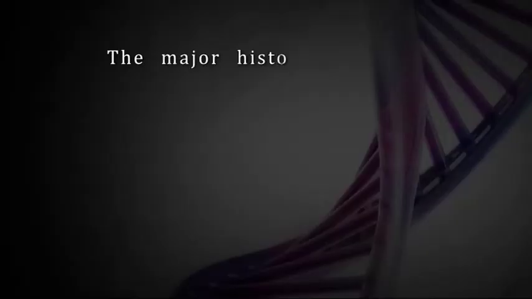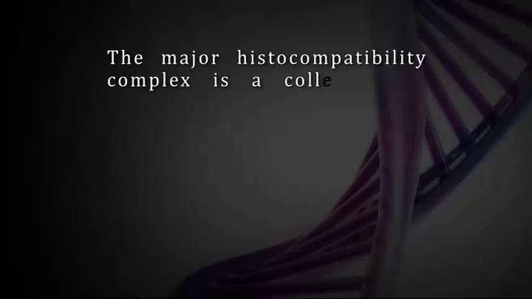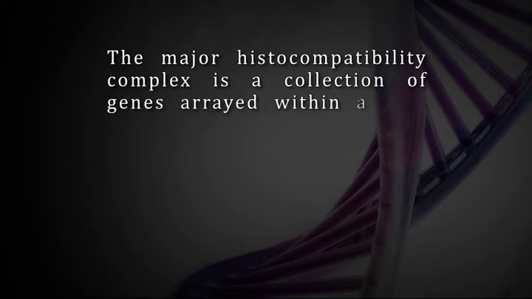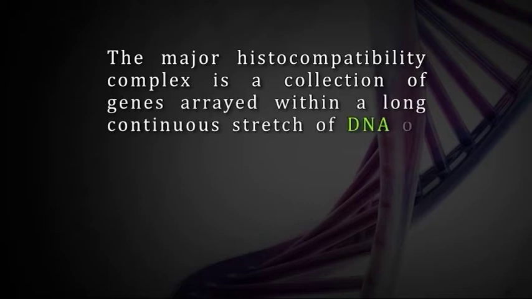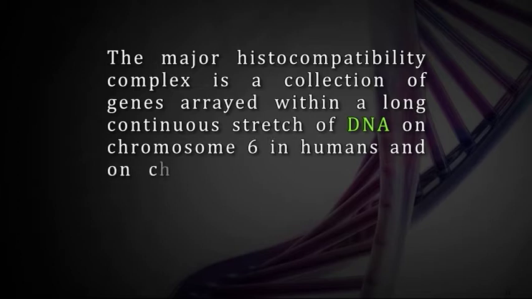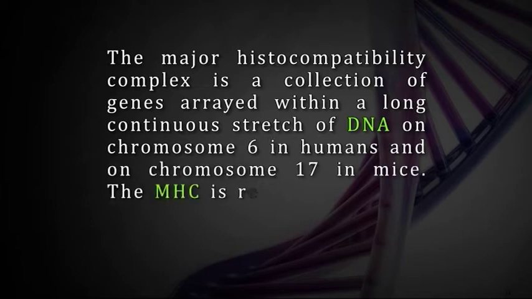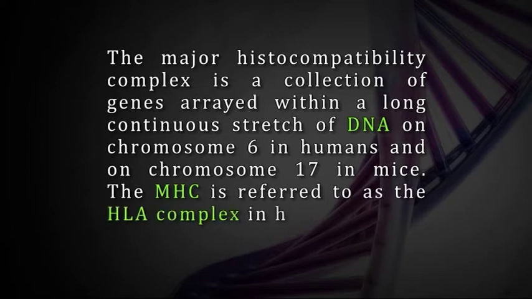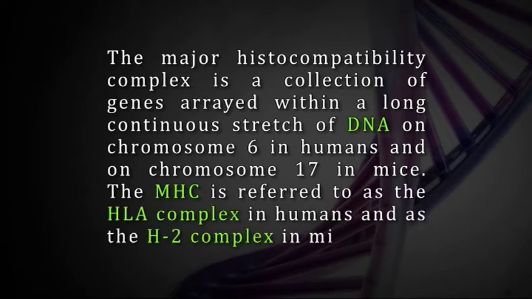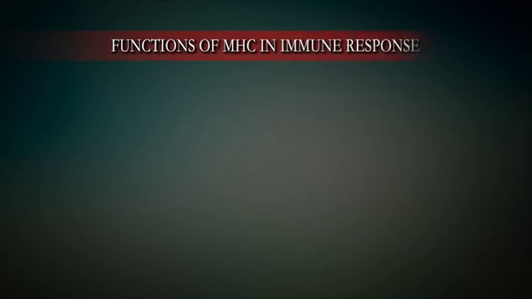The major histocompatibility complex is a collection of genes arrayed within a long continuous stretch of DNA on chromosome 6 in humans and chromosome 17 in mice. The MHC is referred to as the HLA complex in humans and H2 complex in mice. Although the arrangement of genes is somewhat different, in both cases the MHC genes are organized into regions encoding 3 classes of molecules. Now let us see the functions of MHC in immune response.